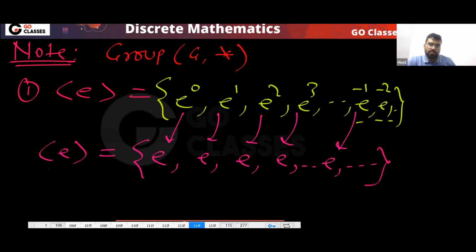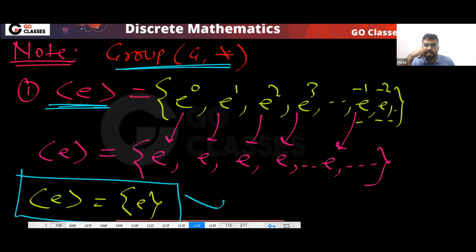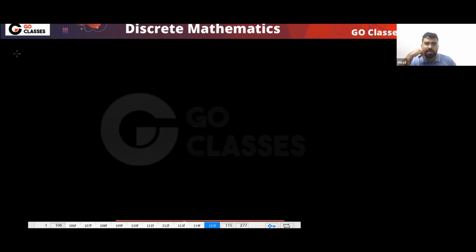So what is the subgroup generated by e? That will be e itself, only e. So the identity element cannot generate anything. The only thing that the identity element can generate is e itself. So this is the point: in any group, the identity element can only generate the identity element.